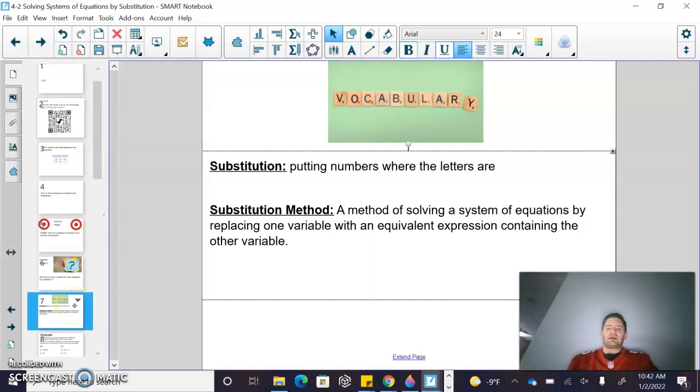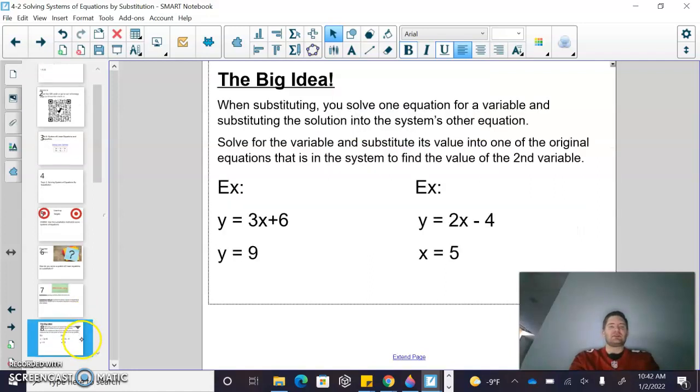Vocabulary. These two vocab words that are currently listed here, we have substitution. What substitution means is basically putting numbers where the letters are. So if x is equal to 3, for every x that you see, you're going to substitute in 3. And the substitution method is a method of solving a system of equations by replacing one variable with an equivalent expression containing the other variable. So that's the substitution method.